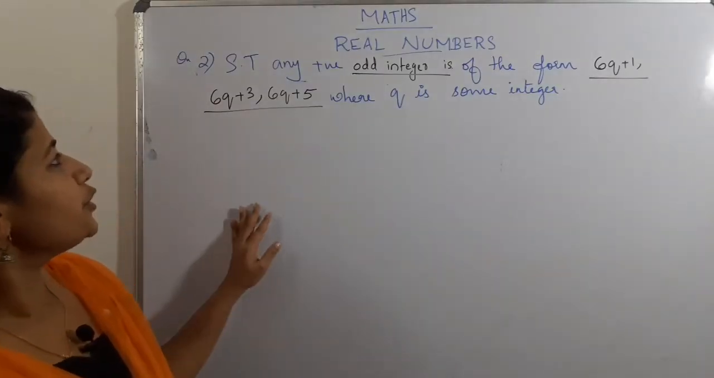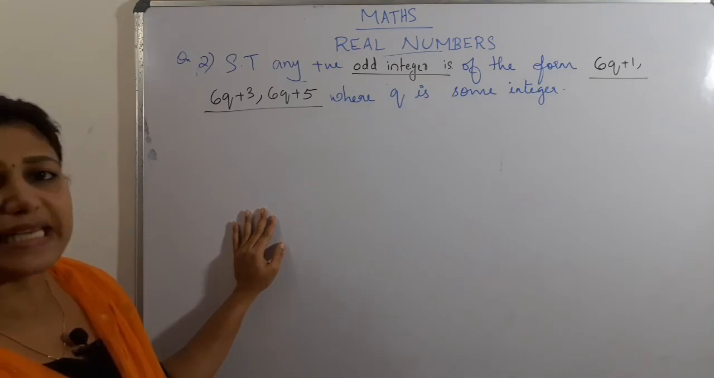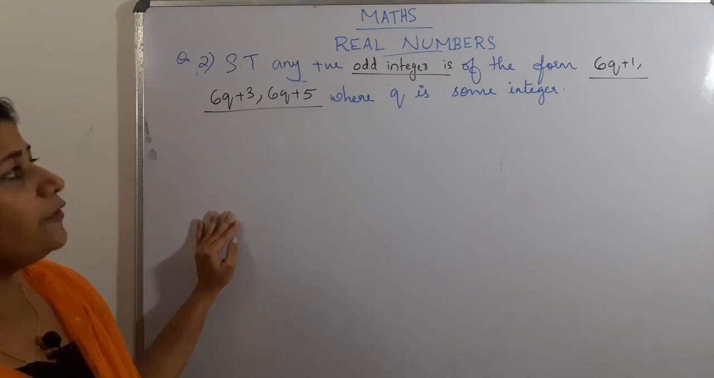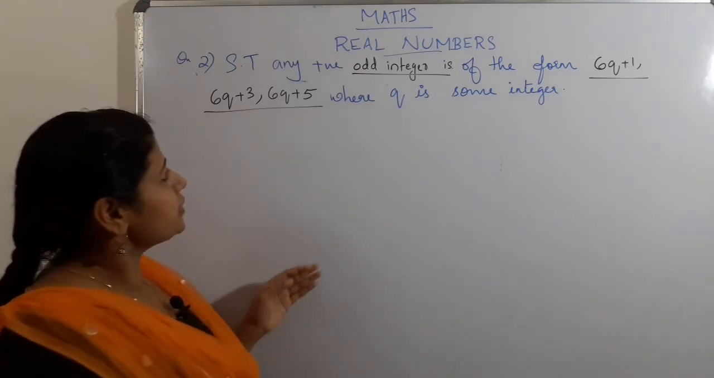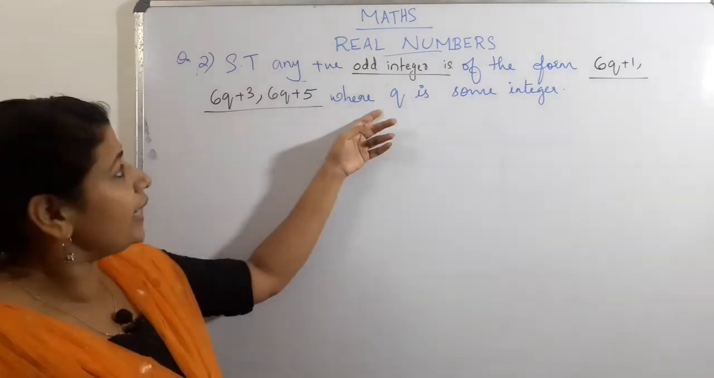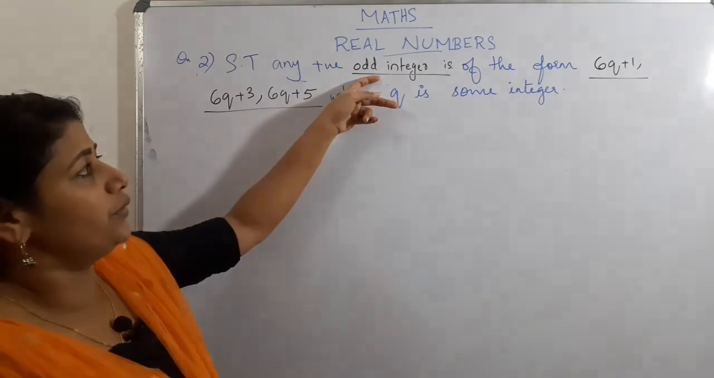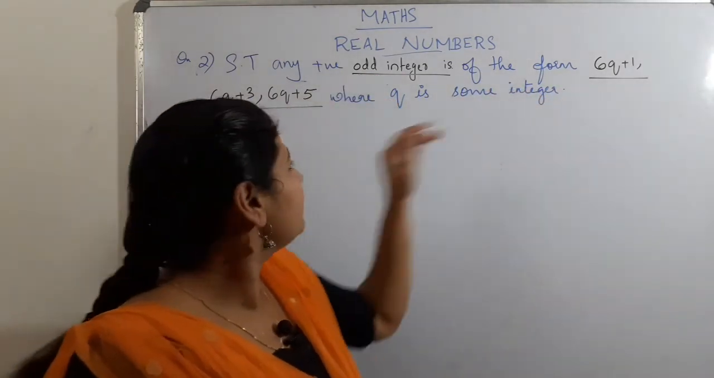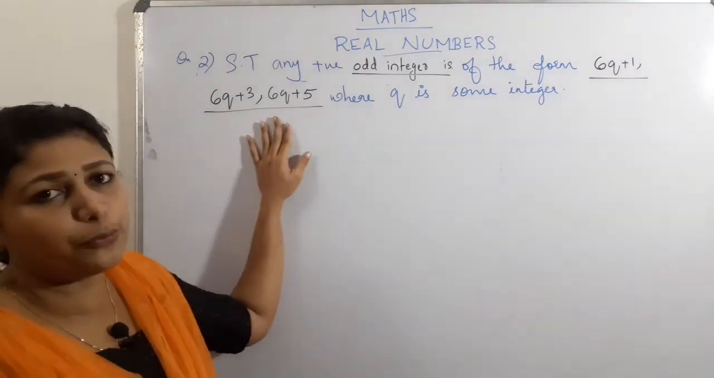Second question. Show that any positive odd integer is of the form 6q plus 1, 6q plus 3 or 6q plus 5, where q is some integer. So what is the question? We have some integer q, and it is an odd integer. Odd integer means it is not a multiple of 2. It may be of the form 6q plus 1, or 6q plus 3, or 6q plus 5. That is what we want to prove.